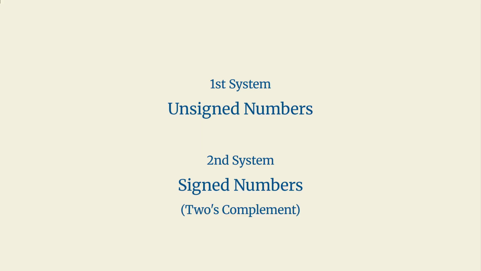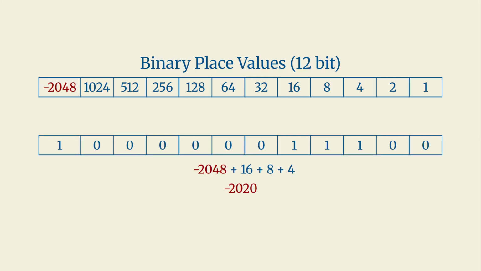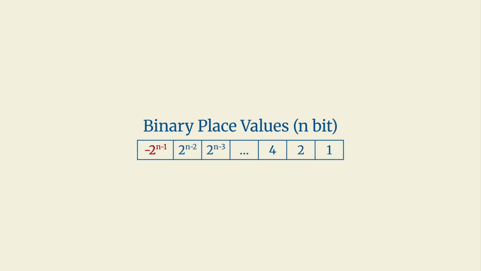Another name for the particular system of signed numbers that we used is called 2's complement, so you may see that name around. Our system for representing signed binary values can work for any bit width. In the case of 12 bits, we have the following place values. So in this example, our bit pattern gives us a total value of negative 220. The place values for an n-bit signed number will always have this form, where the leftmost bit represents the negative of what it otherwise would.